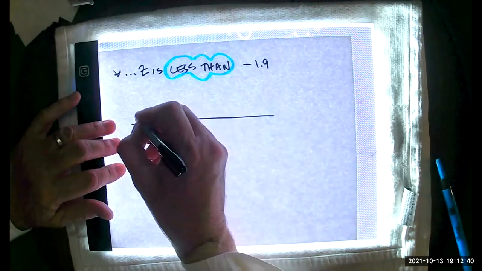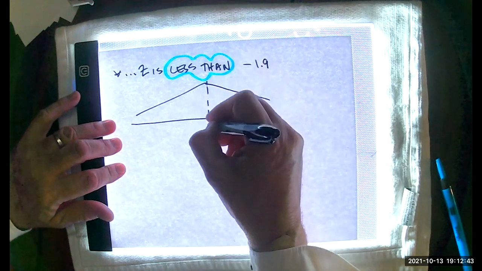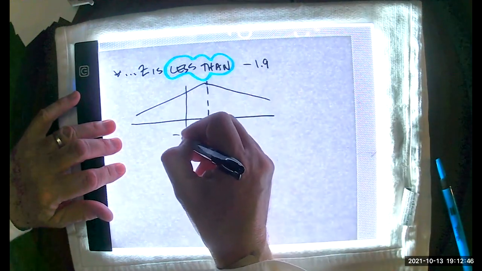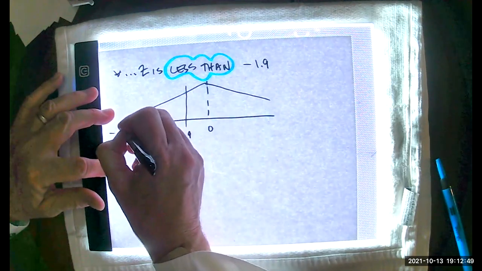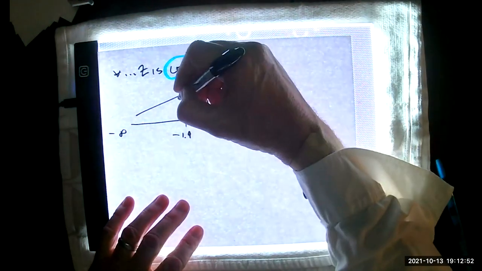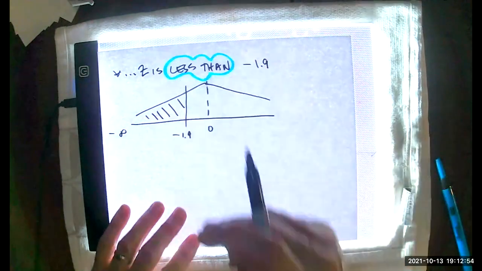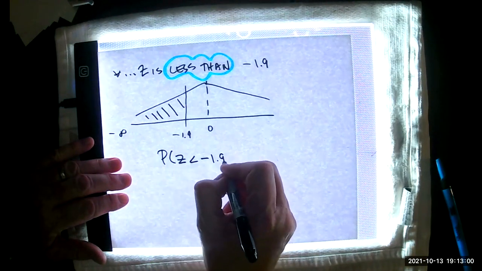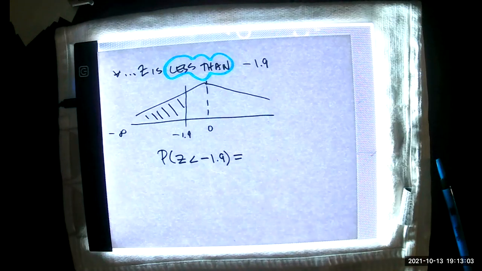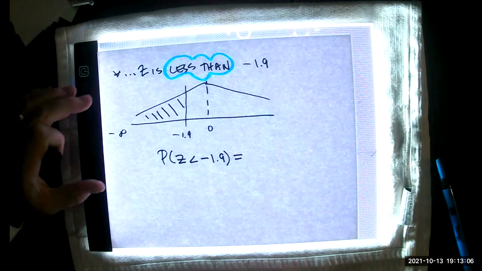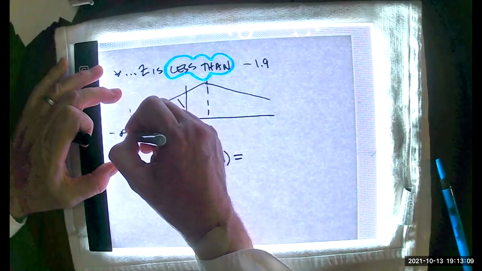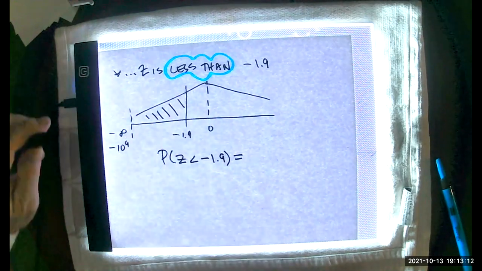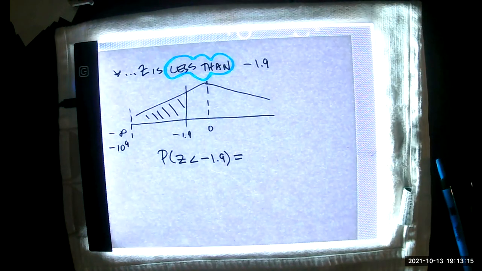So my quick sketch, up the hill, down the hill, there's 0, there's negative 1.9, there's negative infinity, and again, I'm after that little bit of area. We have the probability that z is less than a negative 1.9. And in this case, I use the same idea, negative 10 to the 9th. So I just flip the idea around basically and go with it over there on that other end.